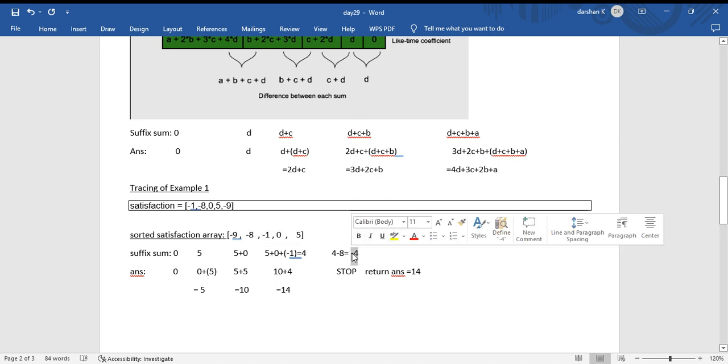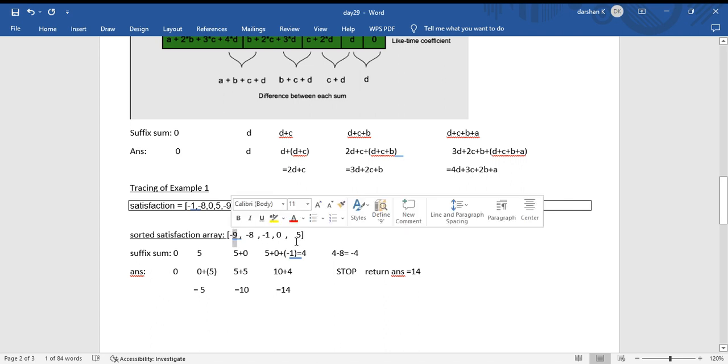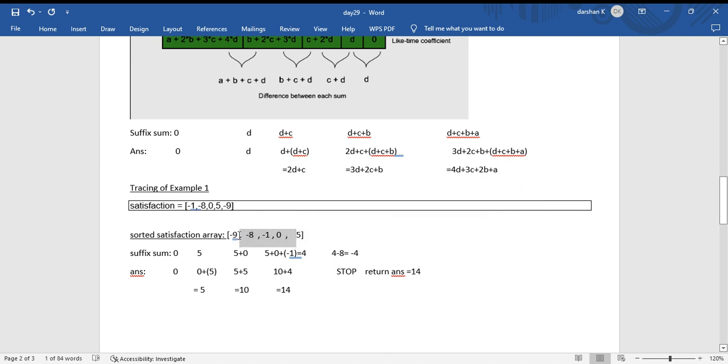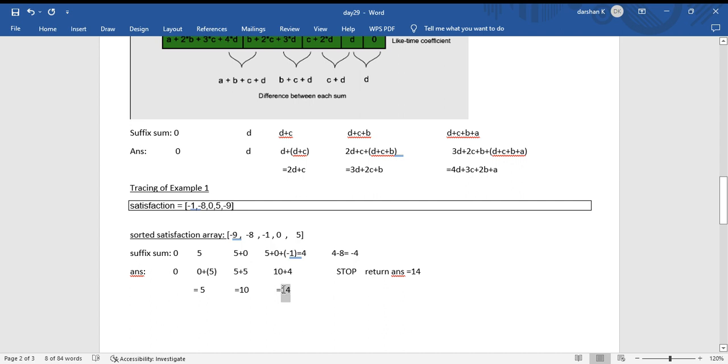Together they become minus 4. It's a negative value. If I add a negative value to my minus 14, this answer will reduce. And remember one thing, once the negative value starts coming, it will become even more negative in the next attempt. If you sum all these things, it will come minus 4 plus minus 9, which is minus 13. If you add minus 13 to this value, what will happen?